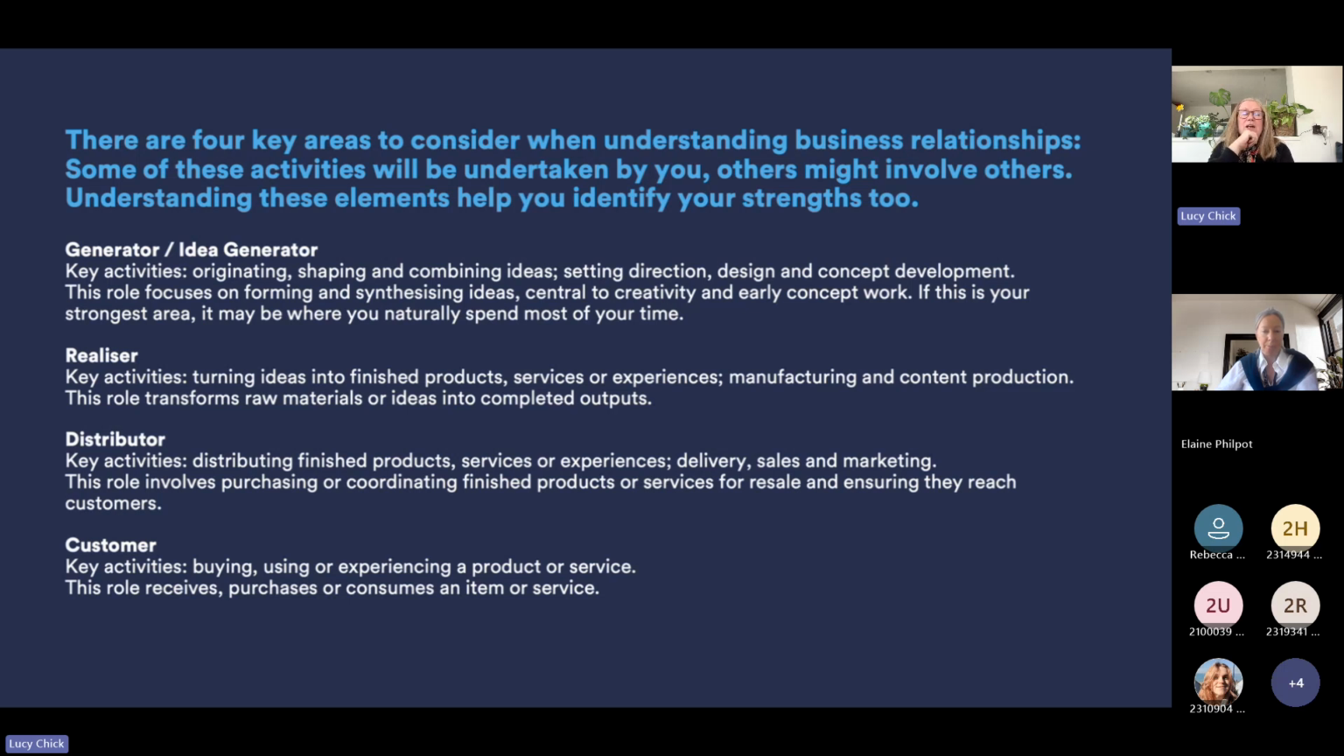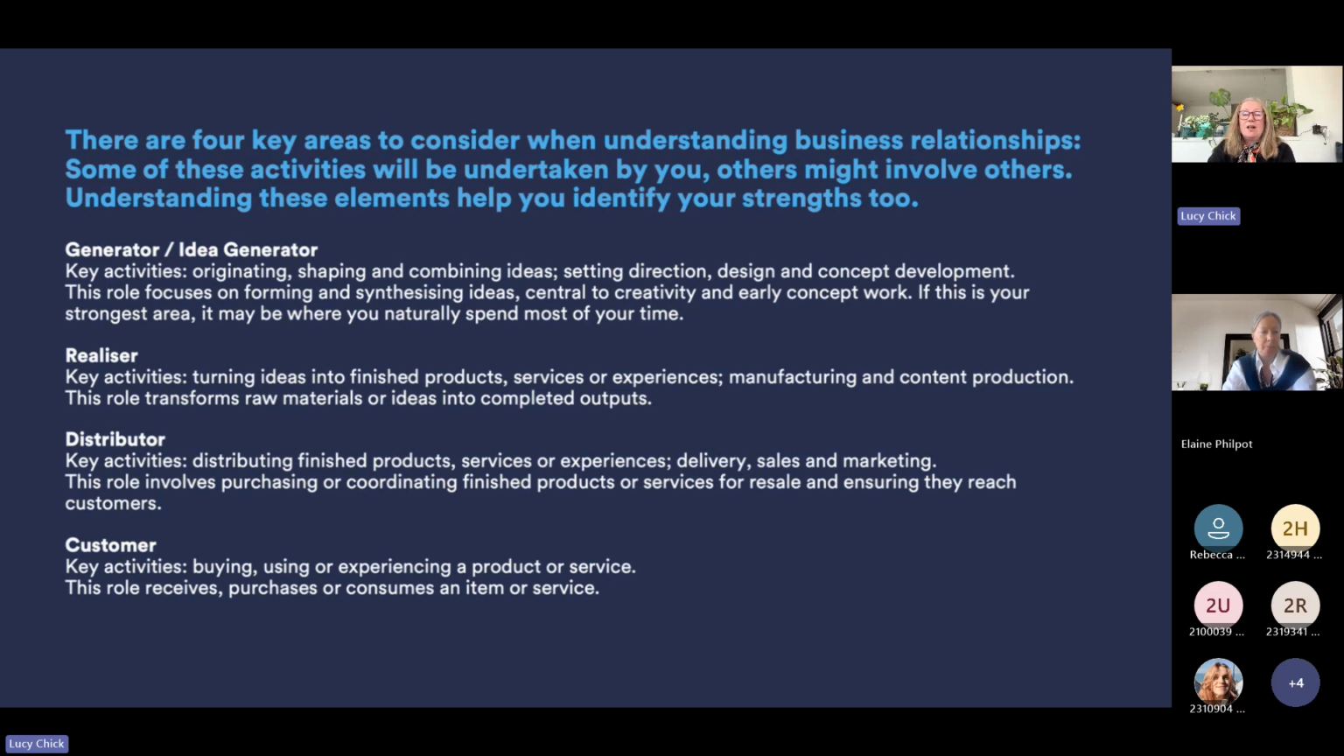There are generators and ideas generators, and this is probably you. This is where you're originating activities, shaping, combining ideas, deciding what the design and the concept development is, coming up with what the business actually does, what the product is, and all that kind of thing. It's likely that this is the bit that you will definitely do. It's your business. This is the bit you probably want to do.